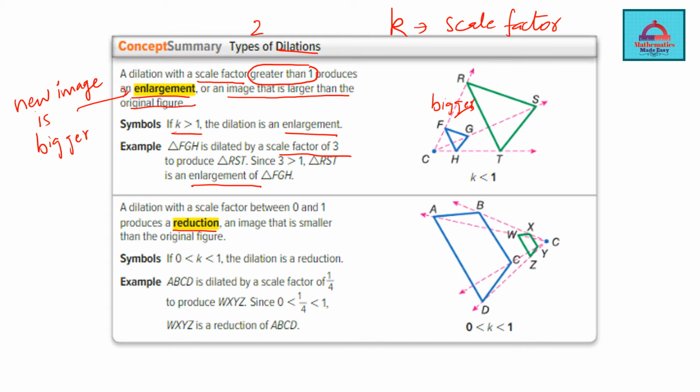Next, the opposite of that is reduction, where the size is reduced, that is, the image is smaller than the original figure. Here the scale factor is between 0 and 1. So k will lie between 0 and 1 when it is a reduction. For example, if the scale factor is 1 divided by 4, it is reduction, and the new figure, the green one WXYZ, is smaller in size than ABCD. These are the two types of dilation. Let's see what questions can come on this in the next slide.